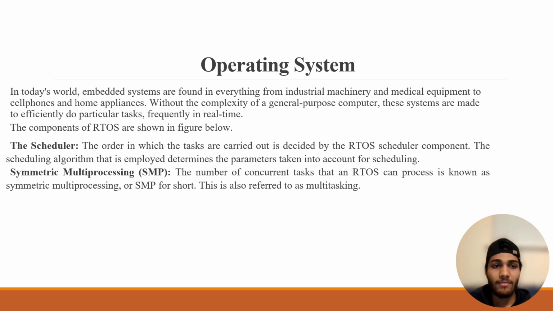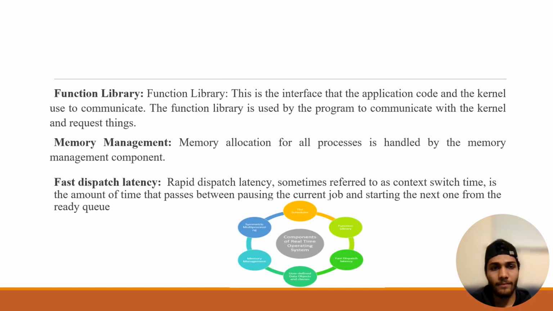The other one would be symmetric multiprocessing. The number of concurrent tasks that an RTOS can process is known as symmetric multiprocessing, or its short form, SMP. Function library. This is the interface that the application code and the kernel use to communicate. The function library is used by the program to communicate with the kernel and request things.